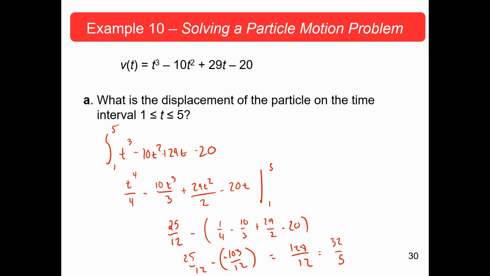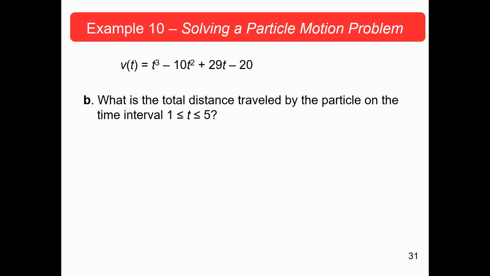Now, that's just the displacement. How do we figure out total distance traveled? Well, to do this, we're going to have to actually look at what the graph looks like. Now, we've got t cubed minus 10t squared plus 29t minus 20. I need to know where it crosses the axis. Now, I know it has exactly 3 x-intercepts. So we need to find those.